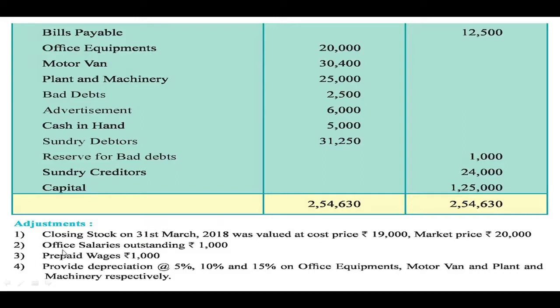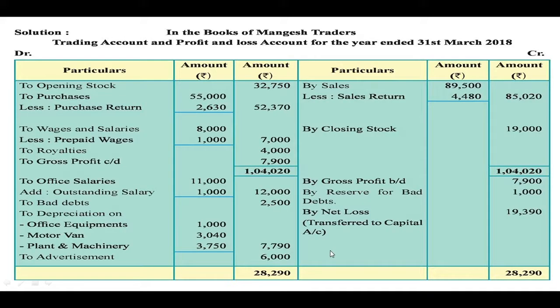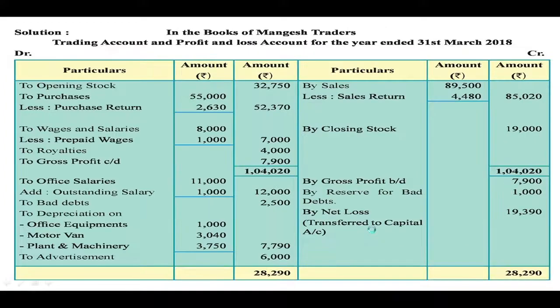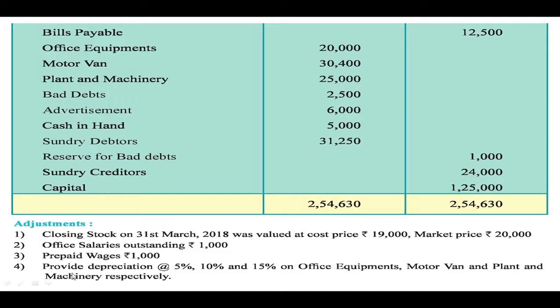The very first adjustment, closing stock on 31st March 2018 was valued at cost price 19,000, market price 20,000. Now two amounts are given. In that case, whichever is less, that you have to take. And you all know the two effects of the closing stock. One, it is recorded on the credit side of the trading account. So here it is recorded, you can see. And second, it is the unsold stock of goods, so it is our asset. So closing stock is recorded under assets. So these are the two effects. So remember, amounts given under the adjustments are recorded twice.